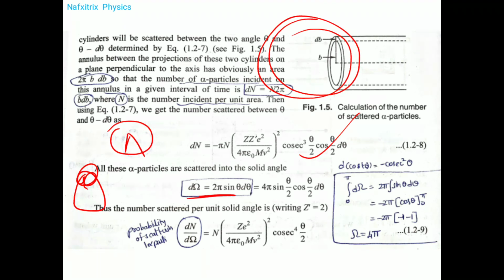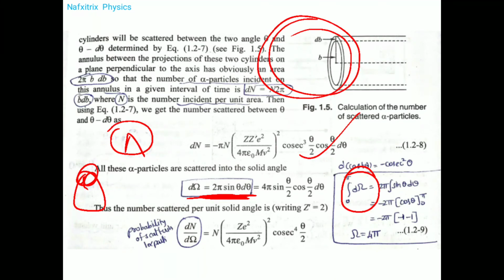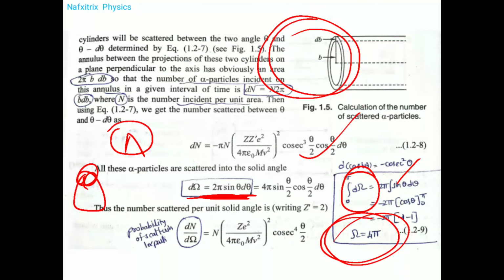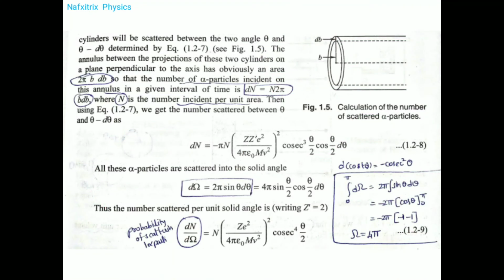So the formula for solid angle is 2 pi sin theta d theta. Here you can see theta varies from 0 to pi. If you integrate sin theta, you get minus cos theta, so cos 0 minus cos pi, which is 1 minus (minus 1). So the entire solid angle is nothing but 4 pi. We need to remember this formula.